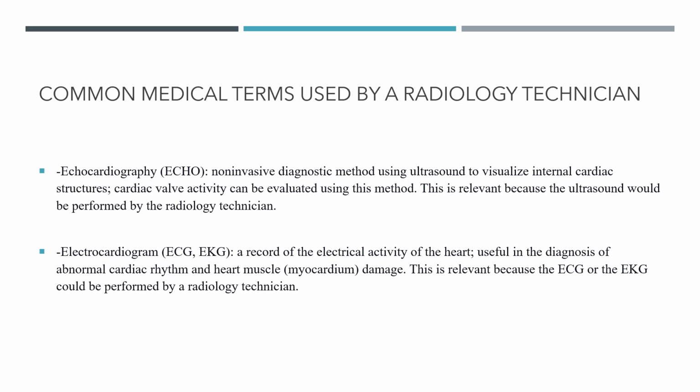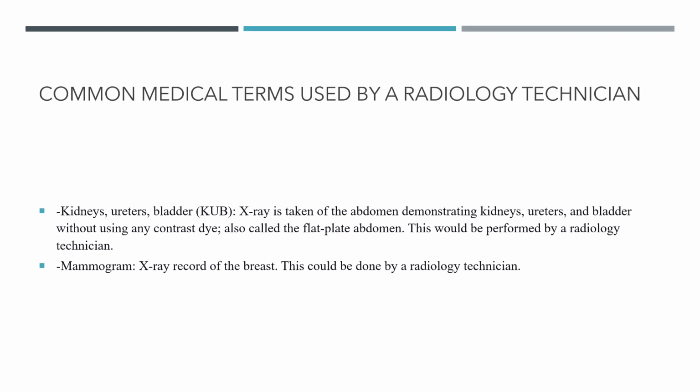Okay, so on this slide of common medical terms used by a radiology technician, I have as the first one kidneys, uterus, and bladder, or KUB, which is an x-ray that is taken of the abdomen demonstrating kidneys, uterus, and bladder without using any contrast dye, also called the flat plate abdomen. This could be performed by a radiology technician.